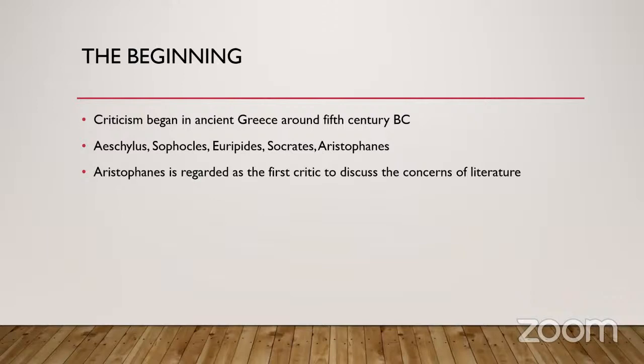So the beginning, where did the criticism begin? It began in ancient Greece. So when you study from the beginning, around 5th century BC, in ancient Greece, criticism began. The major proponents of criticism at that time were Achilles, Sophocles, Euripides, Socrates, and Aristophanes. And Aristophanes is regarded as the first critic to discuss the concern of literature. He is considered as the first critic.